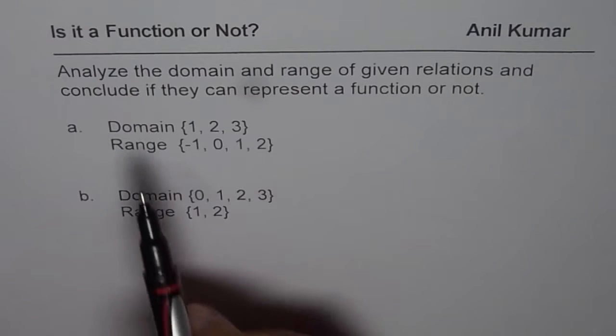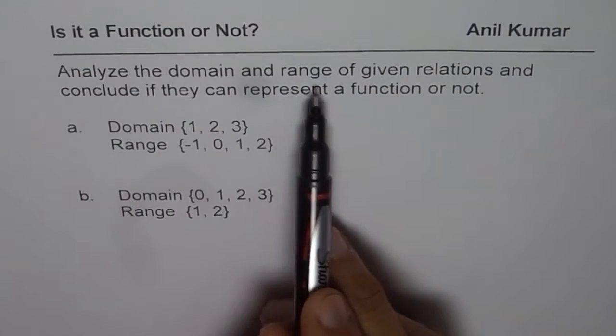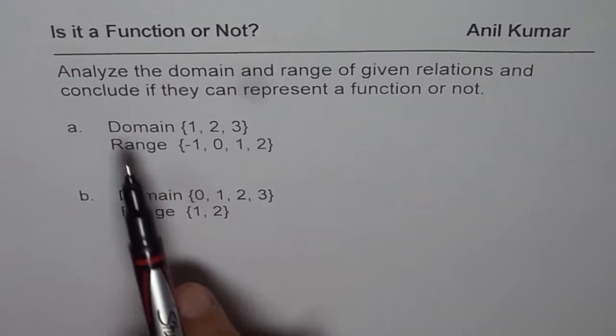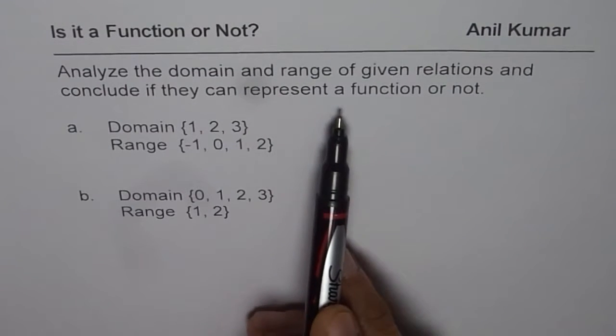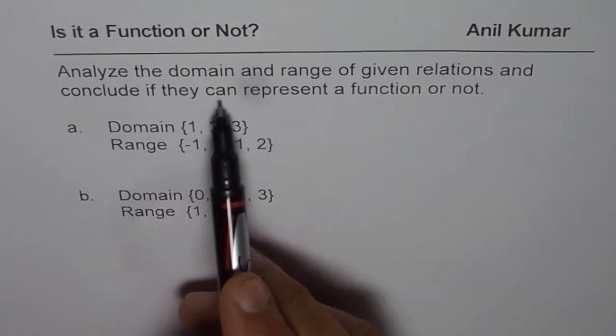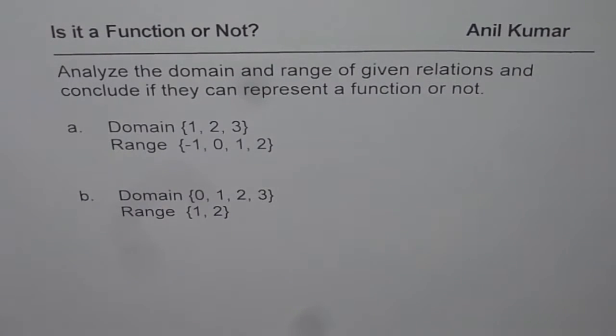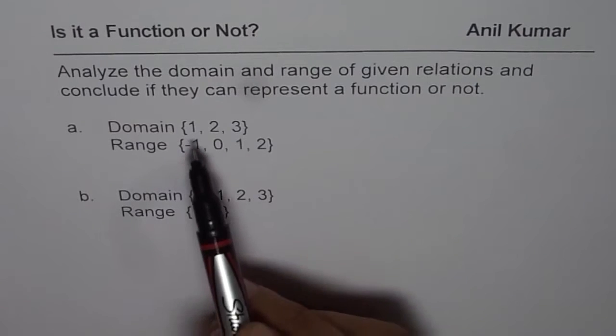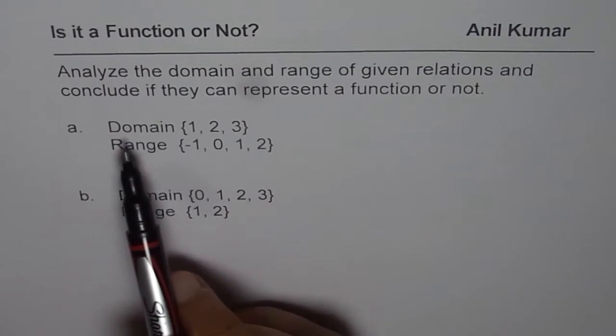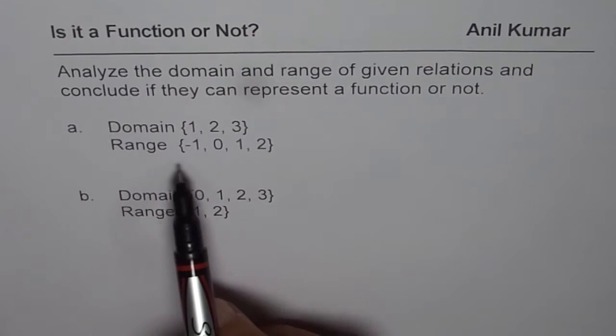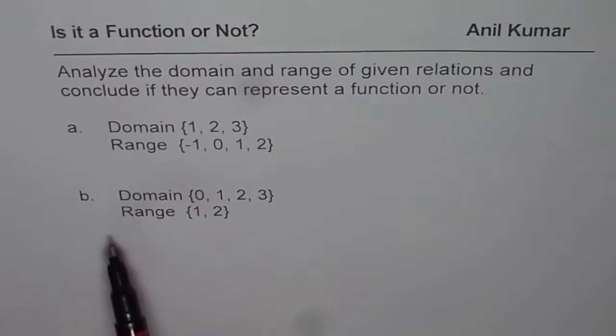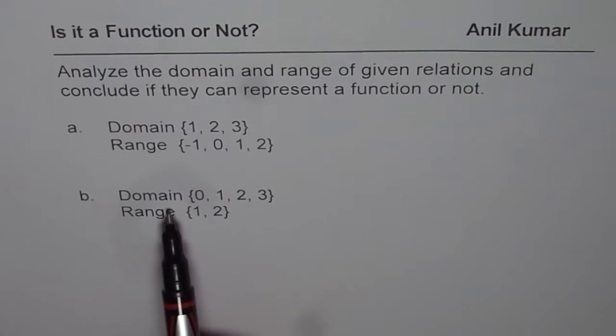The question is, analyze the domain and range of the given relations and conclude if they can represent a function or not. So let's analyze. There are two questions given. First one is domain 1, 2 and 3, range is -1, 0, 1 and 2. For the second one, domain is given to us as 0, 1, 2 and 3 and the range is given to us as 1 and 2.